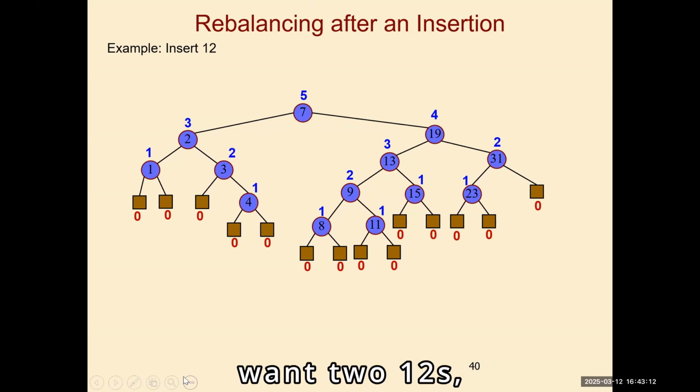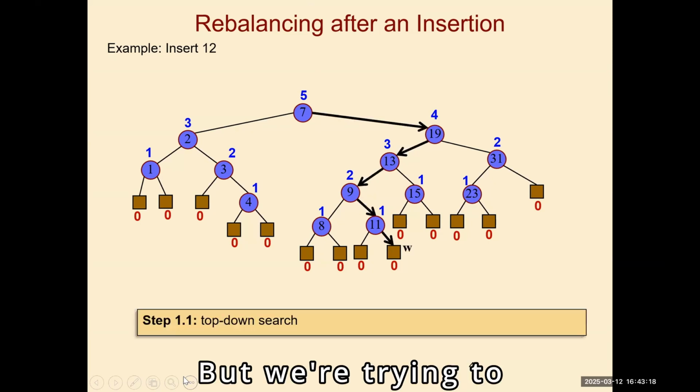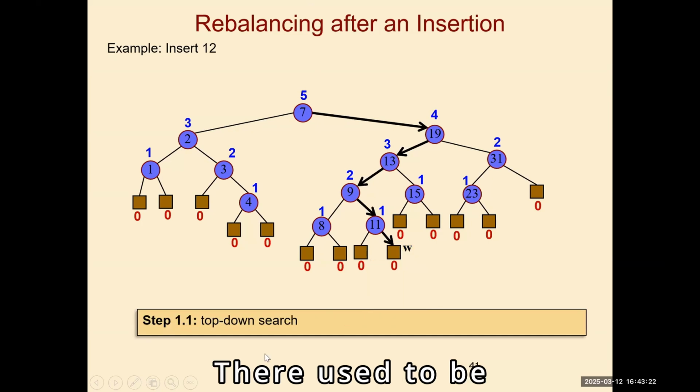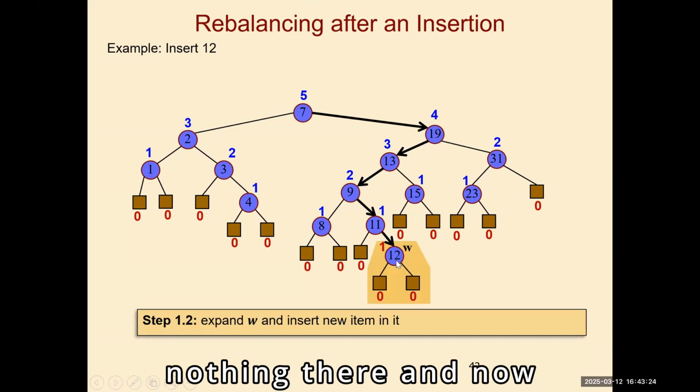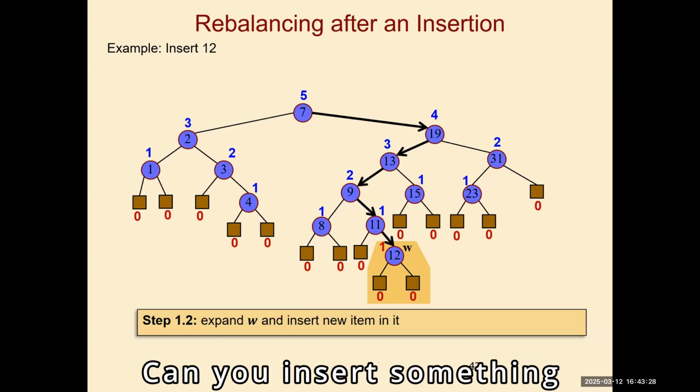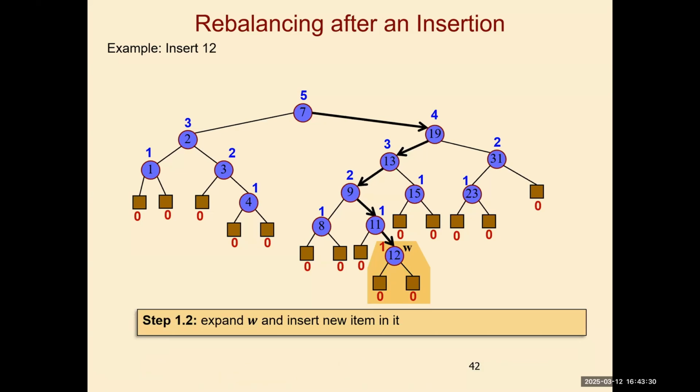Or maybe you want two 12s. Then you have to figure out how to deal with that, right? But we're trying to insert it. It's not there, so we put it there, right? There used to be nothing there, and now we put it there, right? Everybody buy that? Can you insert something into one of these trees?